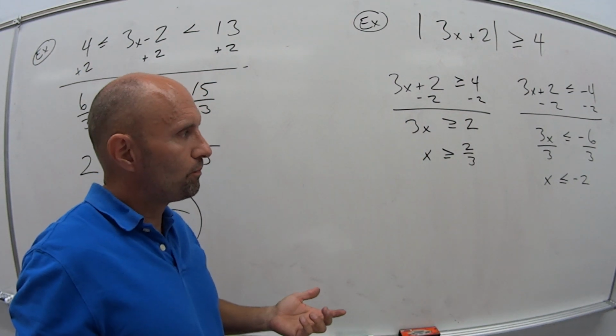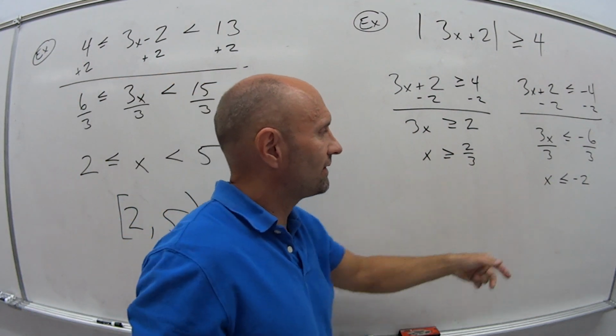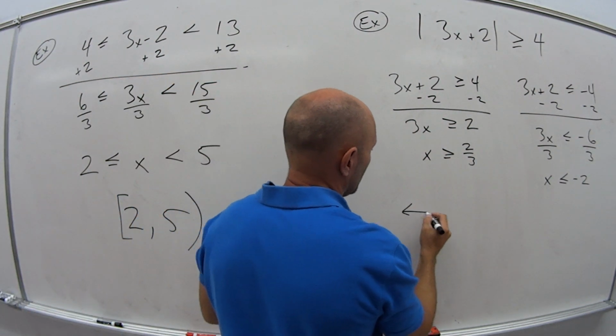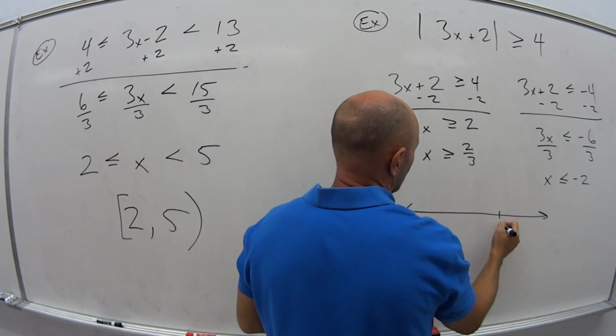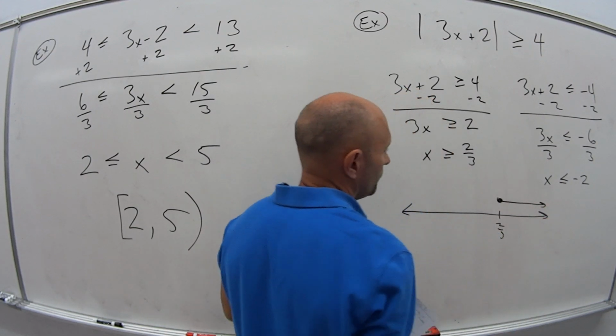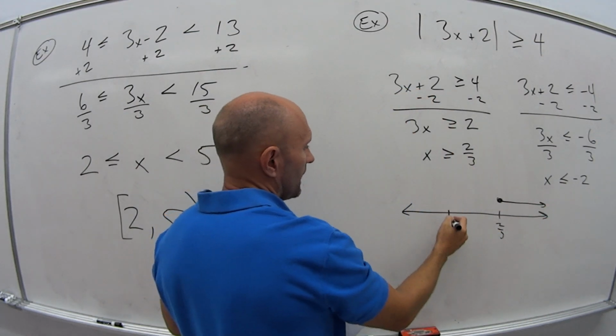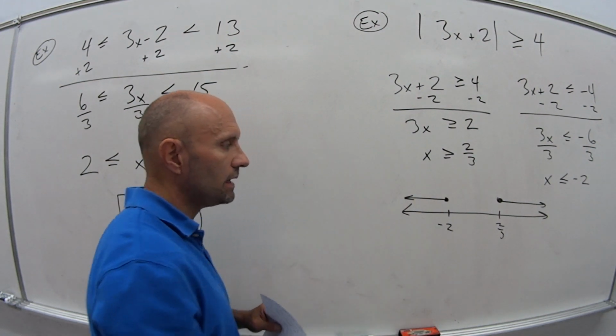So I have two answers here. X is greater than or equal to 2/3. X is less than or equal to negative 2. So on a number line, what does that look like? Well, this one says x is greater than or equal to 2/3, so it's a filled in circle going to infinity. And that one says negative 2, filled in circle going to negative infinity.